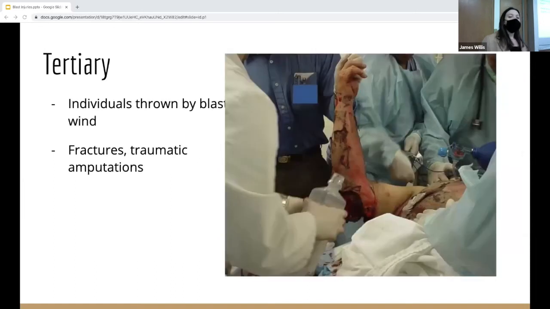Okay, next, tertiary injuries, and this is from individuals being displaced by that blast wind I mentioned, which is in both high and low order explosives. It can present similarly to injuries in the secondary injury pattern, but you're going to see more blunt trauma, fractures, and traumatic amputations in tertiary injury.